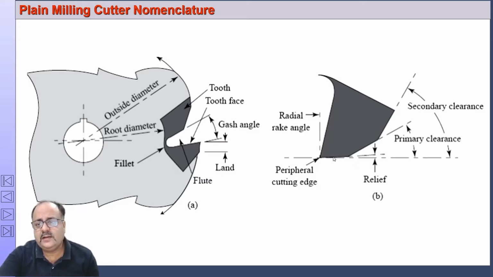Then we have the relief angle. The land is slightly relieved to avoid interference. This is called the relief angle. And we have the clearance angle. The clearance angle is given so as to produce the space between the teeth and to create space for the chips to flow.